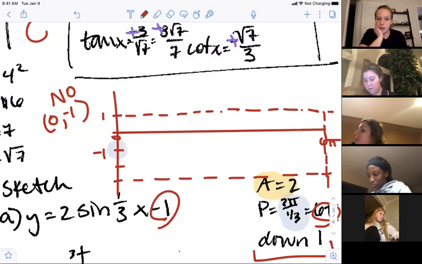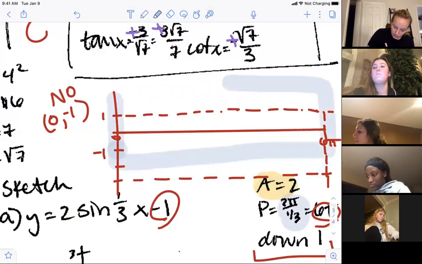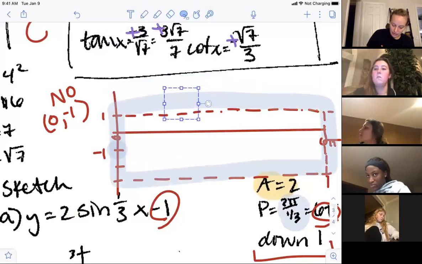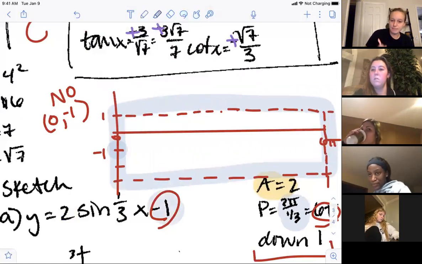No. Okay. So in a normal perfect world, my amplitude would be up at +2 and then down to -2. However, my whole graph shifted down 1 unit, so I have to move everything down 1. Oh, because of the vertical shift. Yeah, because this down 1 shifted everything down. Okay.